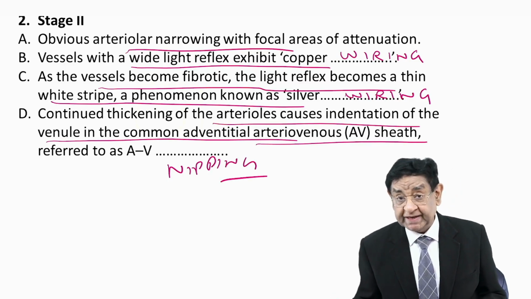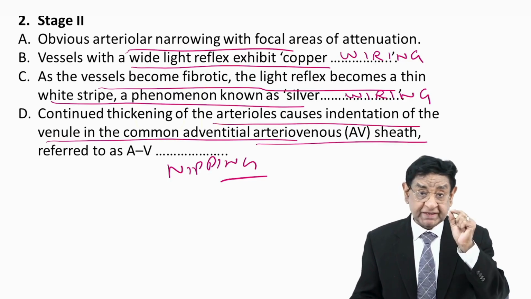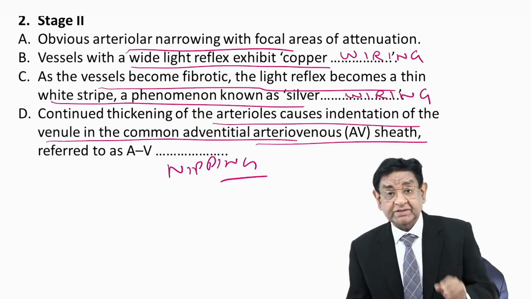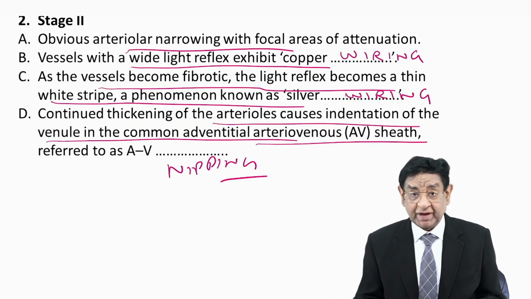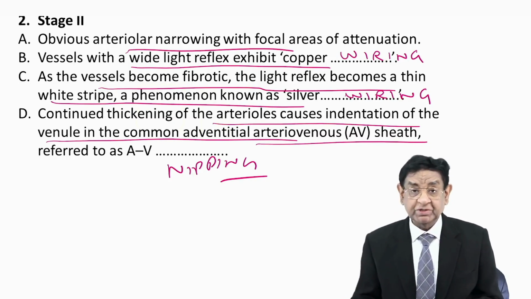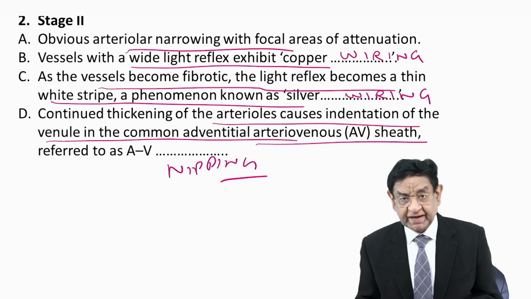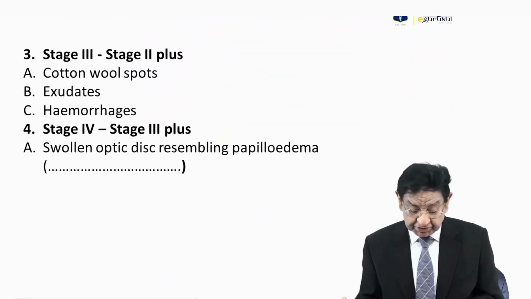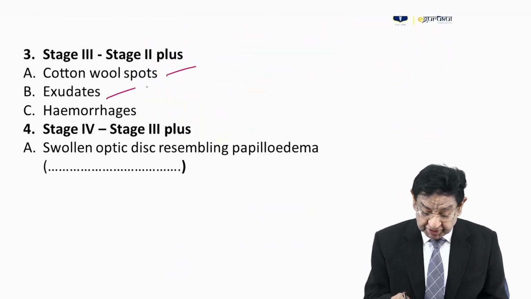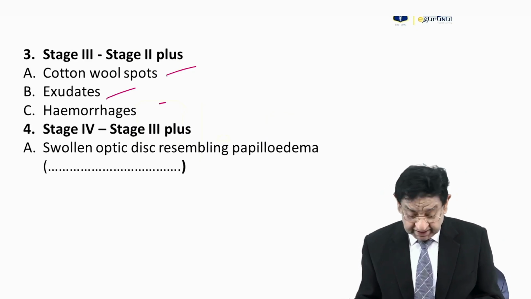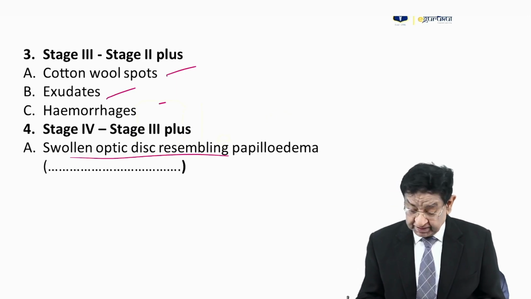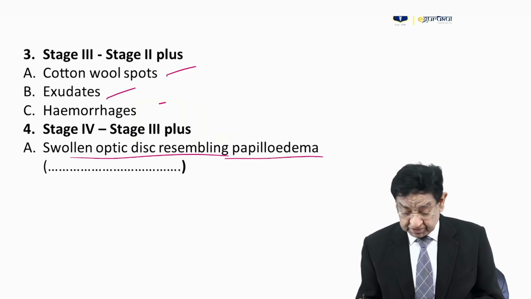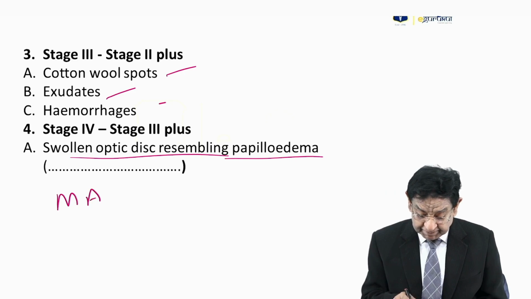Okay, well, it is getting fibrous. That means that as far as the lumen is concerned, it is more and more reduced, but now it is going into a fibrotic type of picture, right? So that is going to give the appearance of so-called AV nipping. Stage 3, we start getting cotton wool spots, exudate and hemorrhage. And stage 4, now the optic disc is swollen, and that is so-called papilledema, okay, so-called malignant hypertension.